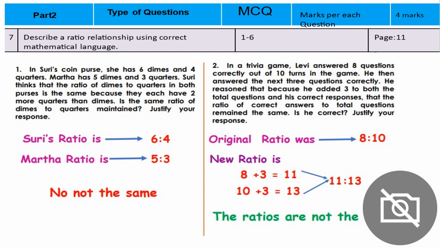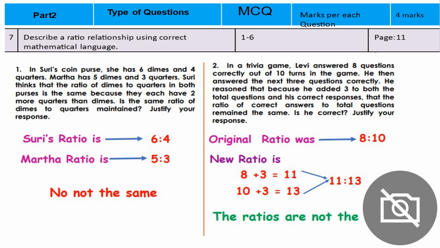See here they have given you two ratios, and they ask you whether these are in the same ratio. The first one is 6 dimes and 4 quarters. Second one, Martha, 5 dimes and 3 quarters. They asked you whether these are in the same ratio. So how will we identify this?